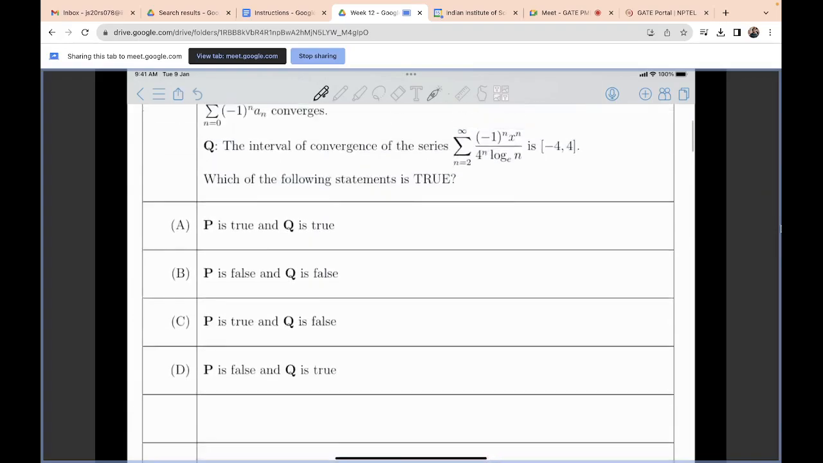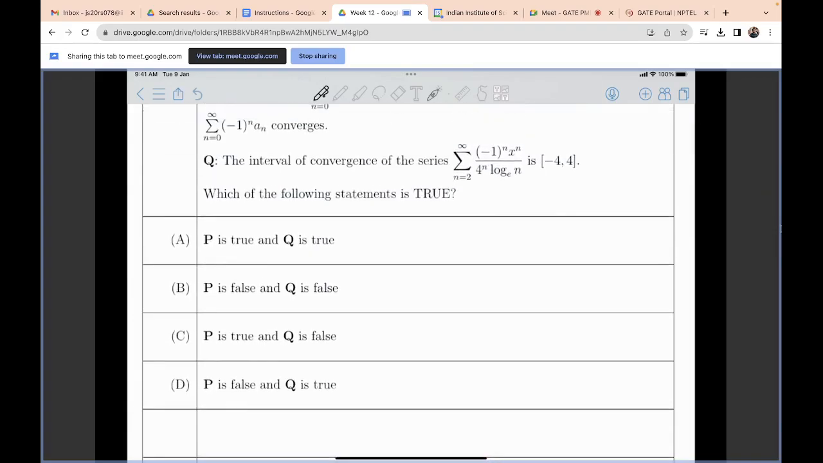And what is the next one? It is saying that the interval of convergence of this series is -4 to 4.